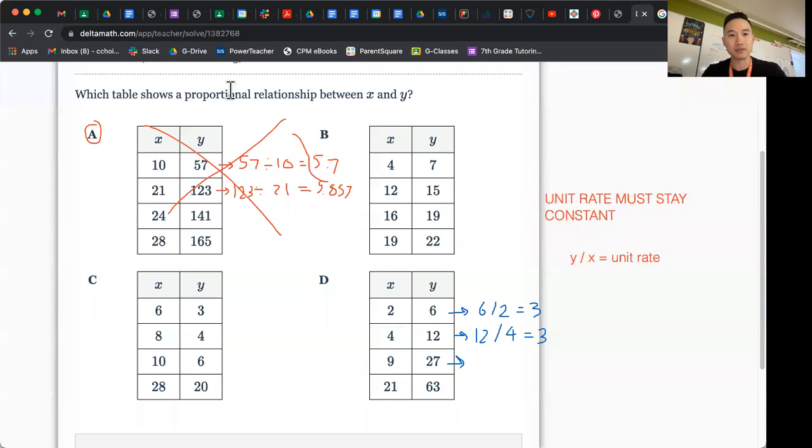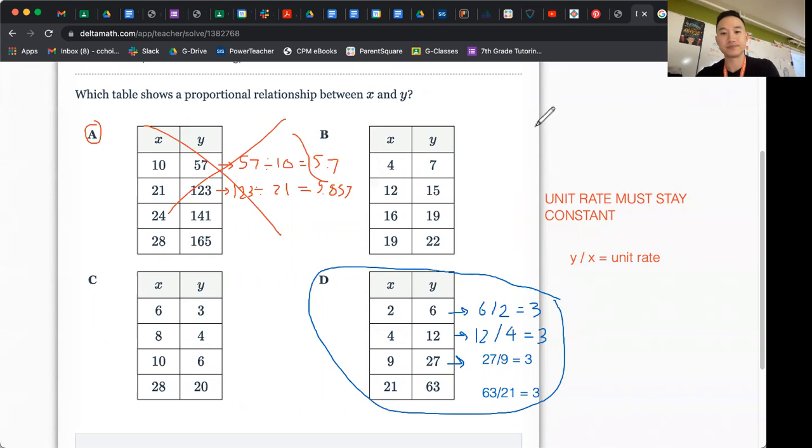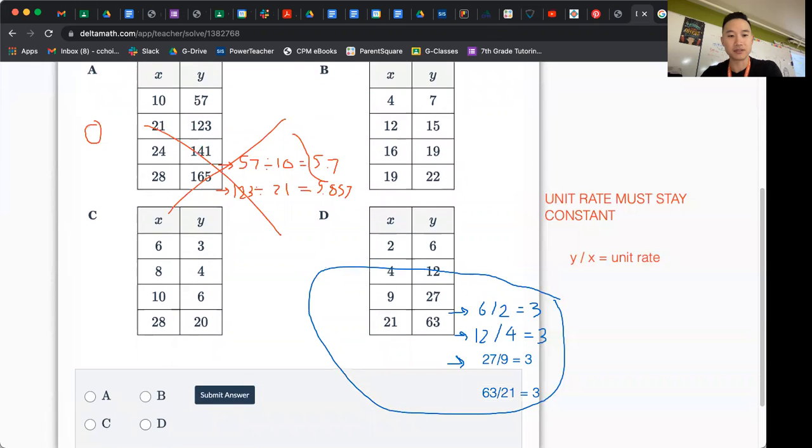And then if I divide, I'm just going to type it out here, it's faster. If I divide 27 by 9, I will also get 3. And for the last one, if I divide 63 by 21, I will get 3 as well. So in this case, the unit rate stayed the same, 3 each time. So D will be my proportional relationship. So using a table, that's basically it. You just have to divide the Y value by the X values, and make sure that that ratio or unit rate is the same each time. D will be my answer.